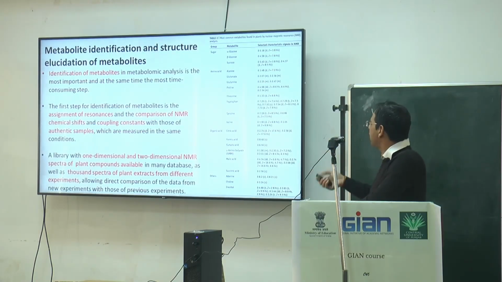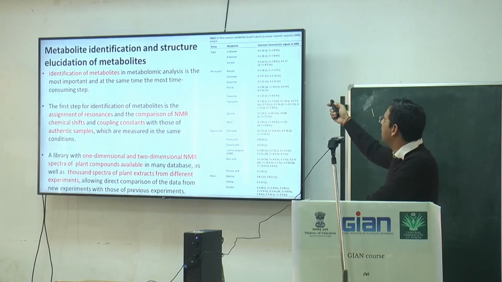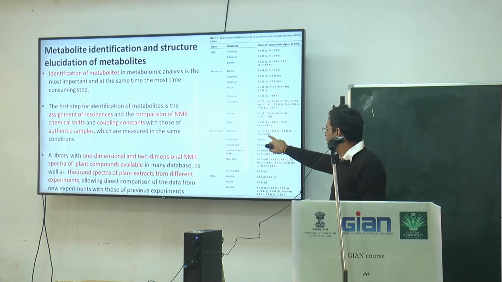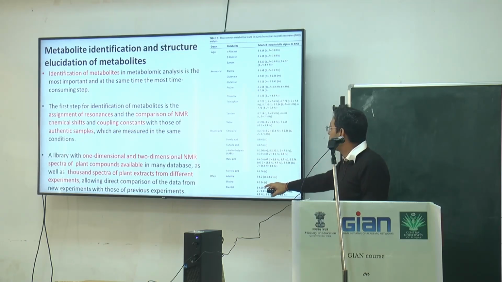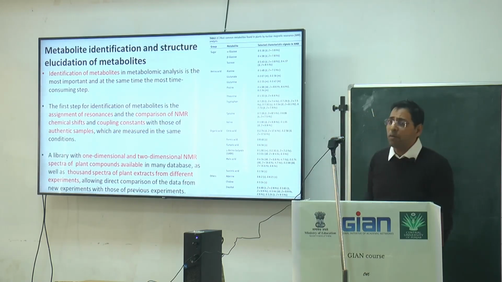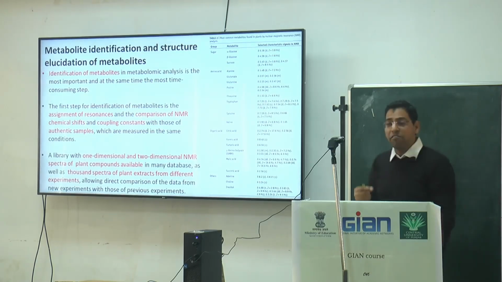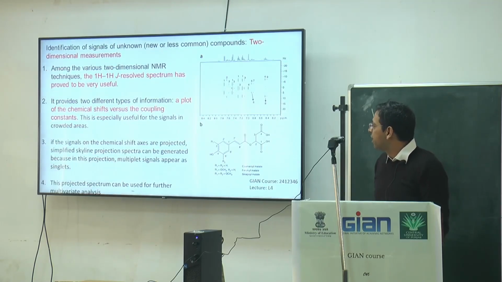These are the different metabolites which have different signals. These are the data, these are the conditions, and you will find the J of each and every metabolite. These are the most common metabolites which can be recorded very well by NMR. So this is something which can be used here.